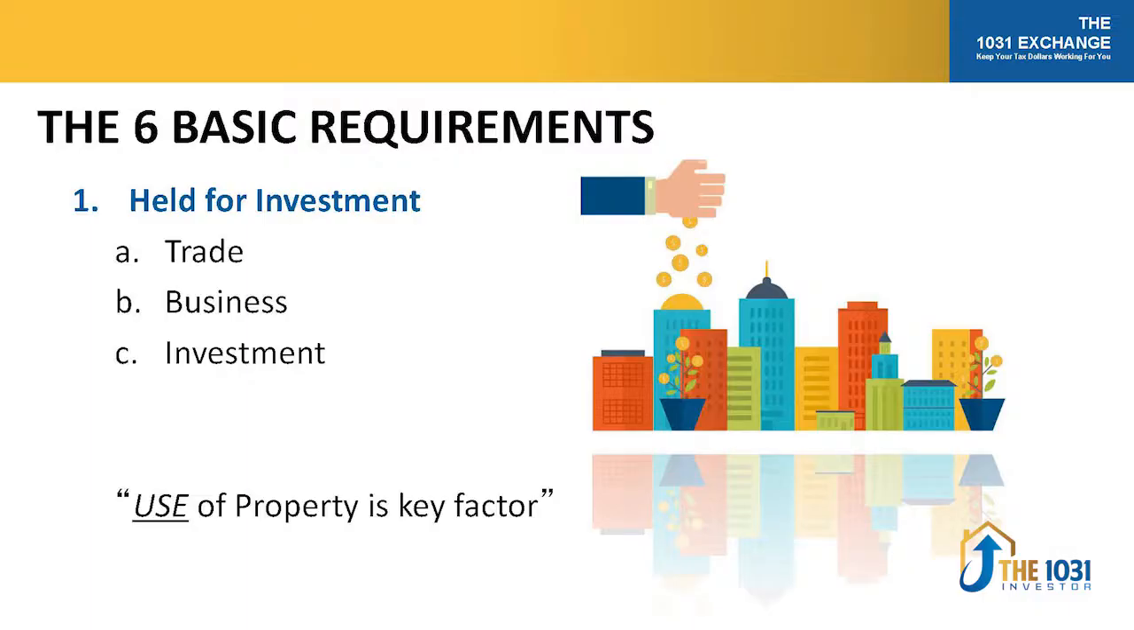So the first basic requirement is that the real estate must be held for investment. Remember, that's different from Section 121, where we're talking about your primary residence. This is about investment real estate. And when you're talking about investment real estate, you're not talking about the type so much as you are the use. The use of that real estate is what's going to be key.